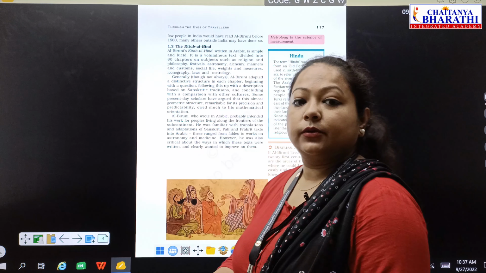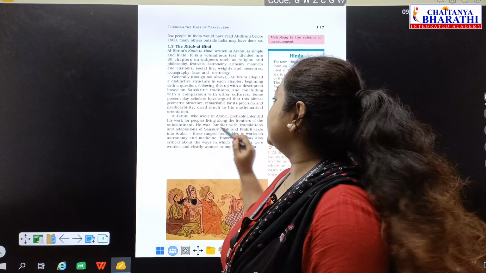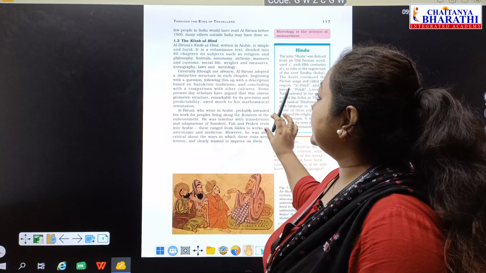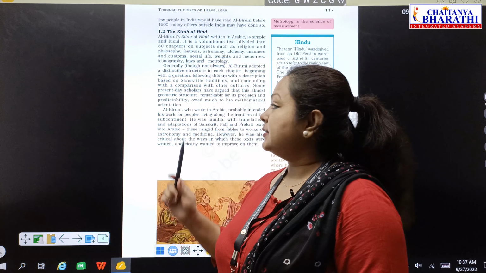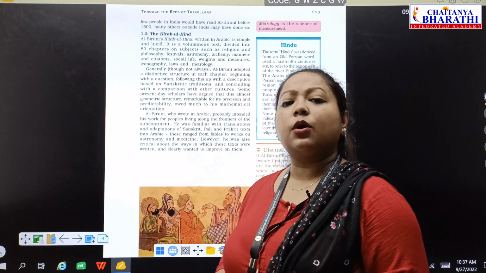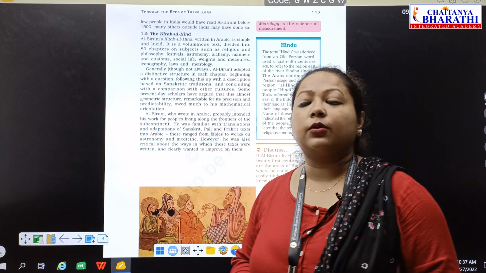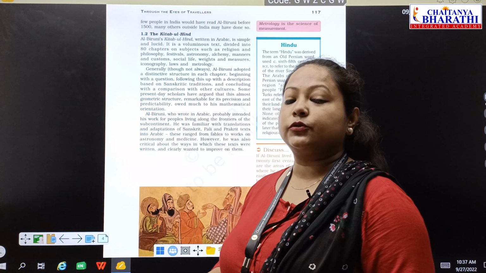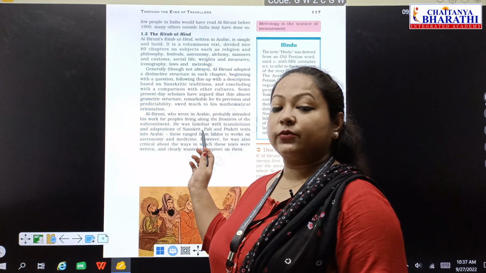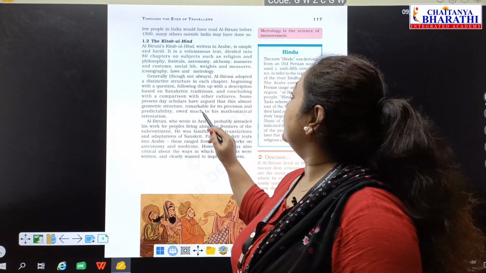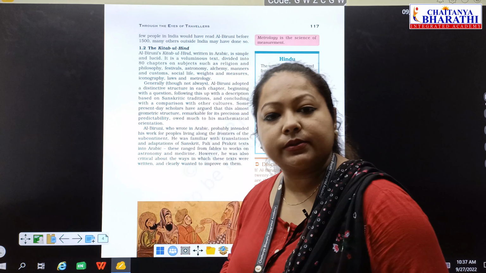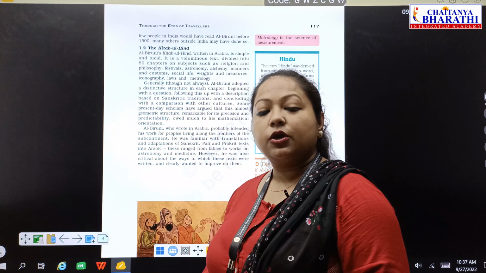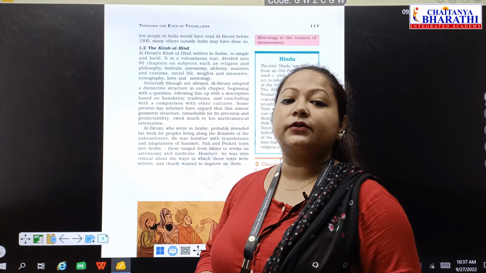Kitabul Hind. What is Kitabul Hind? It is the book, or you can say the accounts, written by Al-Biruni. In it he wrote about all the different things, all the learnings and teachings, whatever he came to know in the country. He compiled it together and it was known as the Kitabul Hind, written in Arabic in a very simple and lucid way so that the message could be delivered to everyone easily.